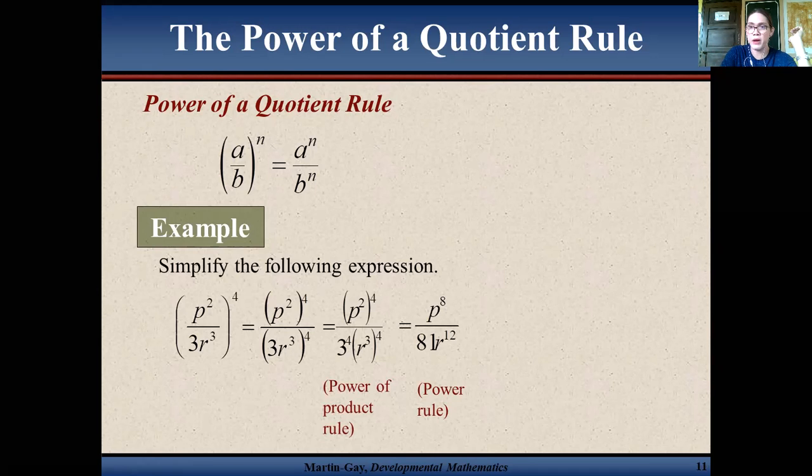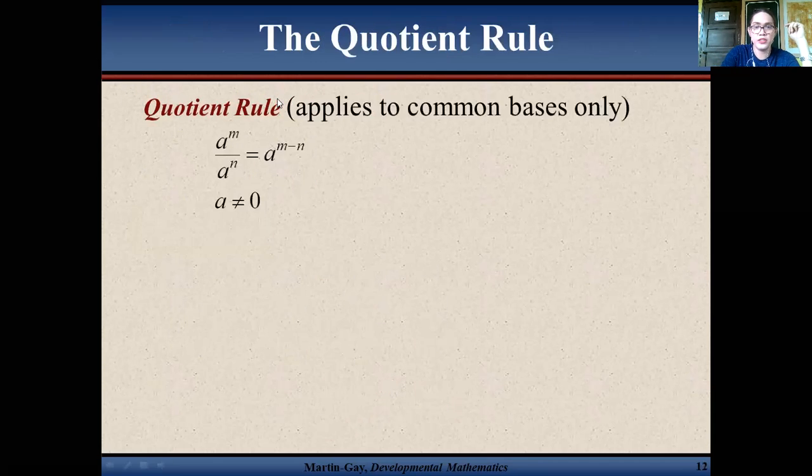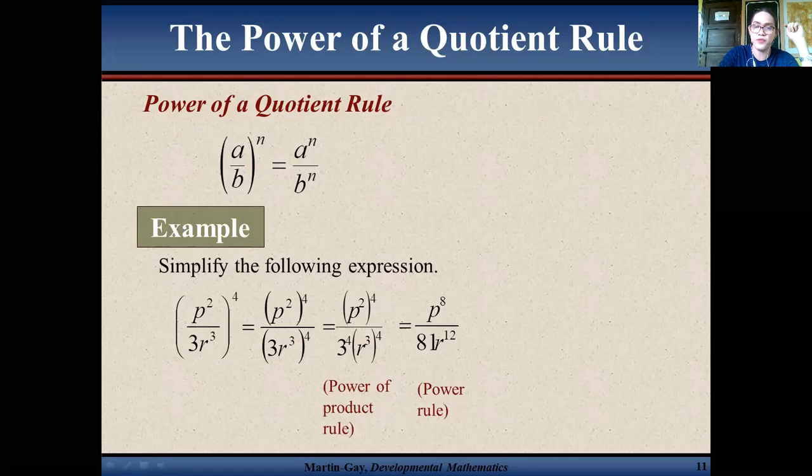So you have p to the power of 8, since 4 times 2 is 8, that's why you have your numerator as p to the power of 8. And of course, 3 to the power of 4 is 81. Then 3 times 4 is 12, that's why r to the power of 12. So this is our final answer. So I hope you can follow.